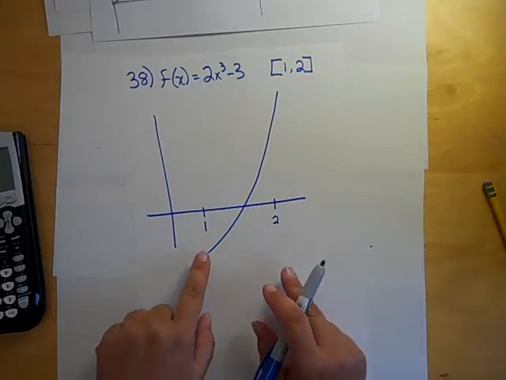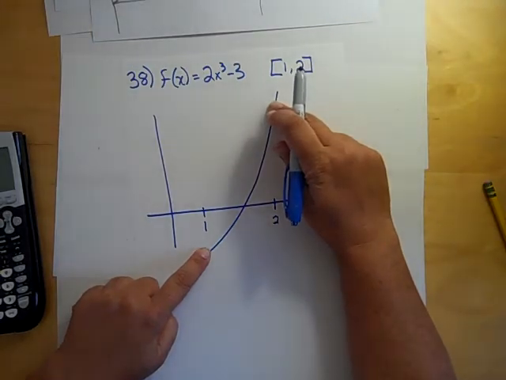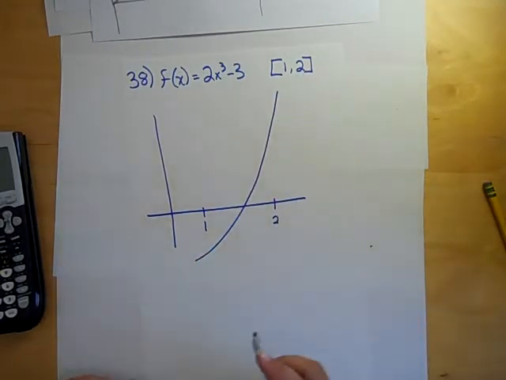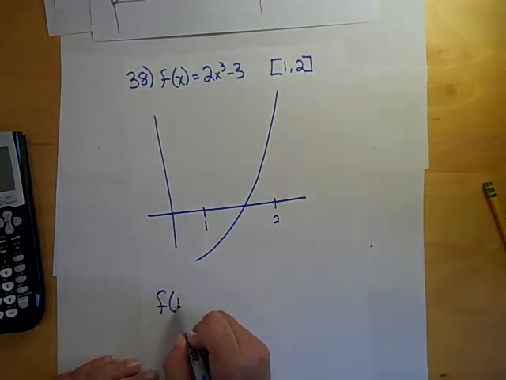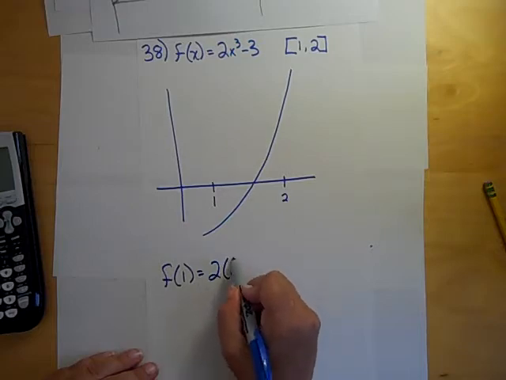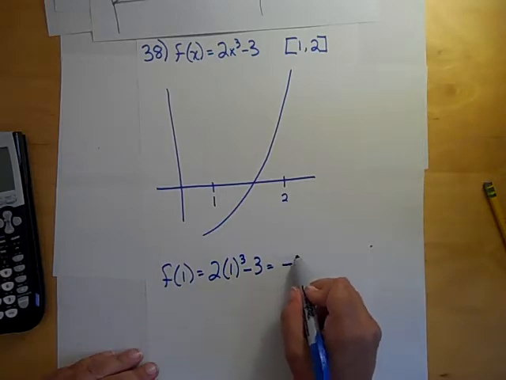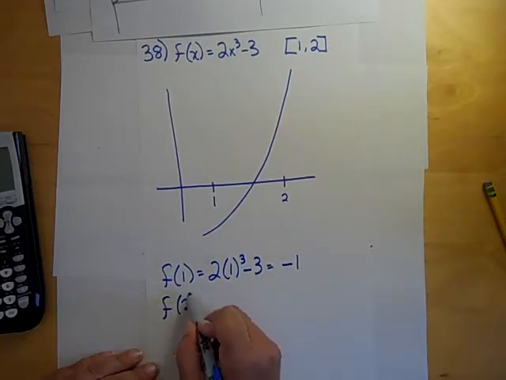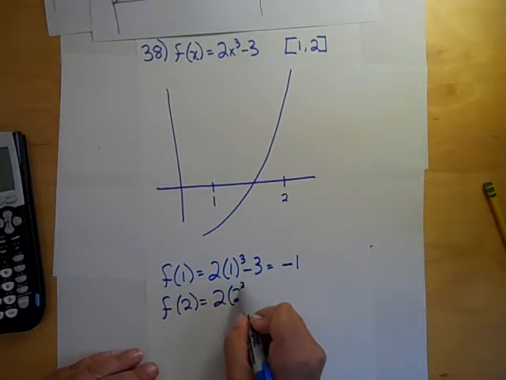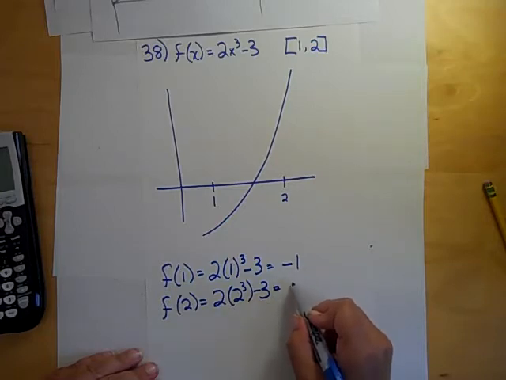So a good way to do this would be to find what is f of 1 and what is f of 2, and then apply the intermediate value theorem. So f of 1 would be 2 times 1 cubed minus 3, and that's just going to be negative 1. f of 2 would be 2 times 2 cubed minus 3. And that's 8 times 2 is 16, minus 3 is 13.